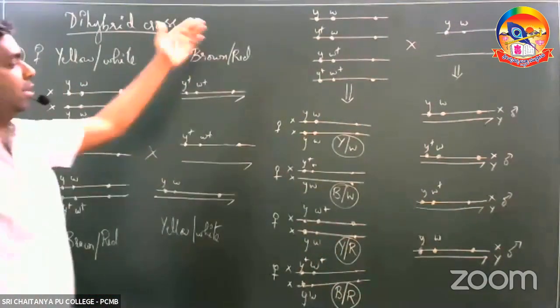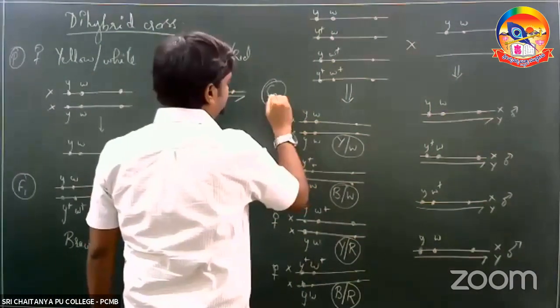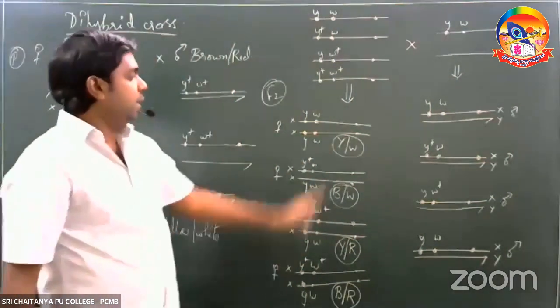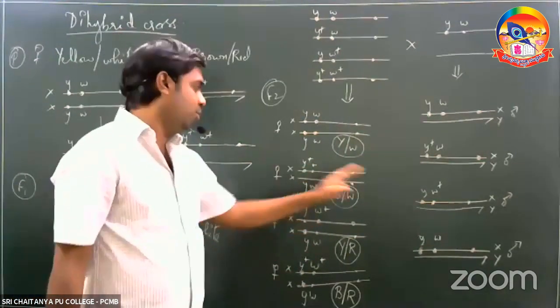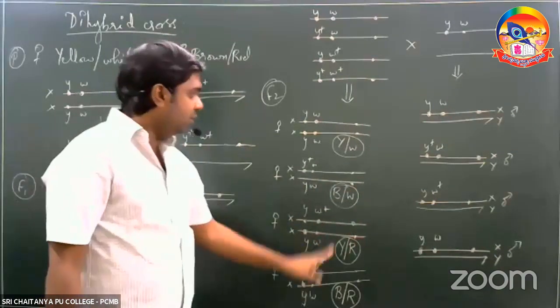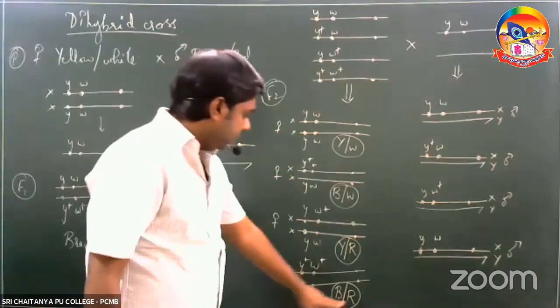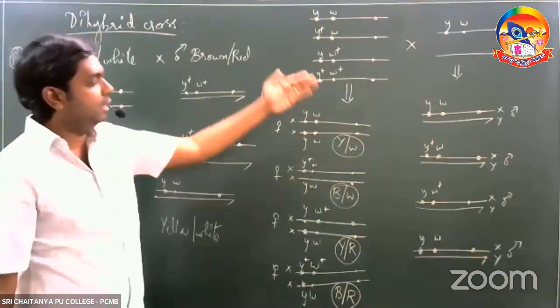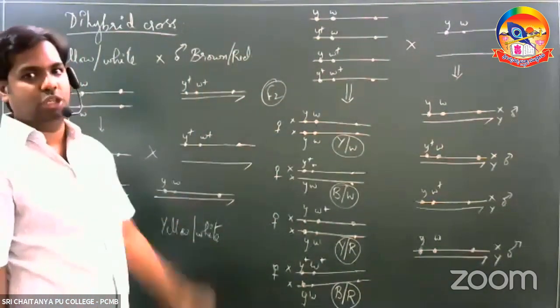So when we talk about the female offsprings which are formed in the F2 generation, one offspring is said to have yellow bodied white eye. Second one is said to have brown bodied white eye. Third one is said to have yellow bodied red eye. And the fourth one is said to have brown bodied red eye. So these are the phenotypes which are seen in the F2 generation individuals.